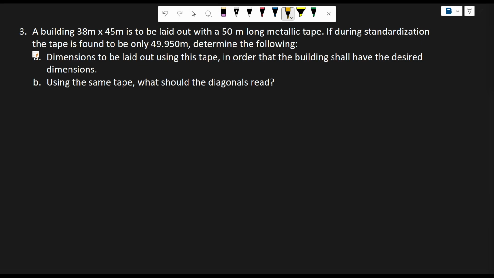Let's read the problem. A building 38 meters by 45 meters is to be laid out with a 50-meter long metallic tape. If during standardization the tape is found to be only 49.95 meters, determine the following. Dimensions to be laid out using this tape in order that the building shall have the desired dimensions. Using the same tape, what should the diagonals read?